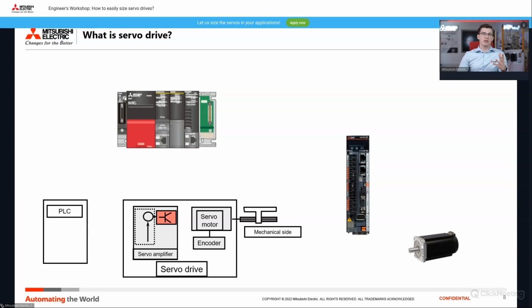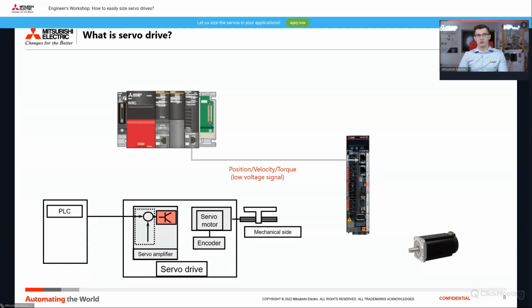So in the typical system that is shown on this slide, we have a few parts. Of course we have the PLC, mostly because the PLC needs to command the servo amplifier, then the servo amplifier, the motor with encoder, and of course the mechanical side, so some kind of load connected to the motor shaft by, for example, mechanics. And the PLC commands the amplifier with position, with velocity, or with torque, for example.